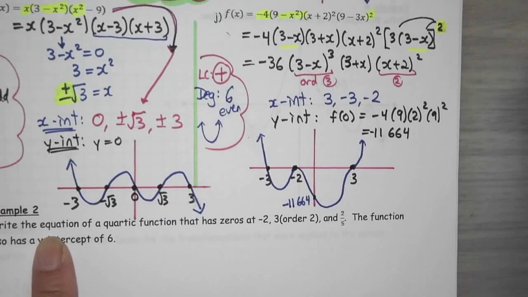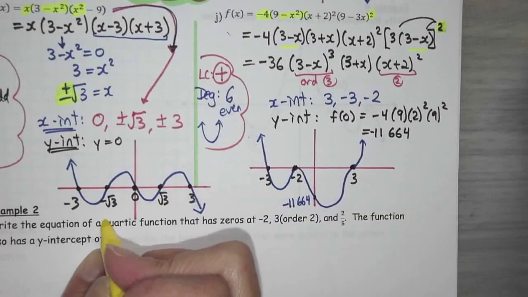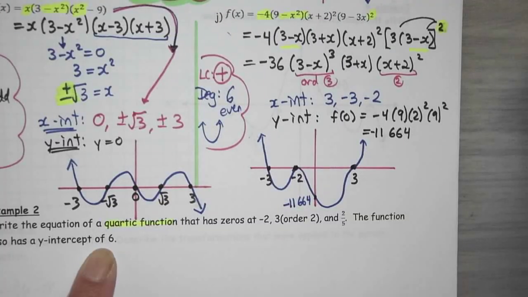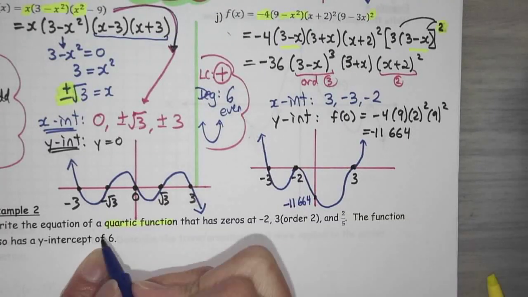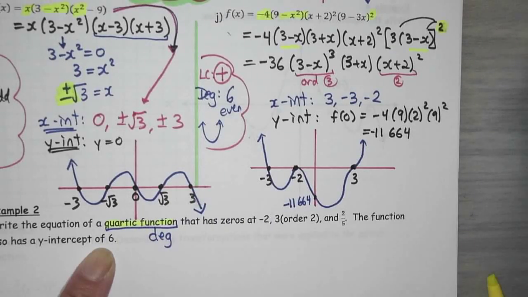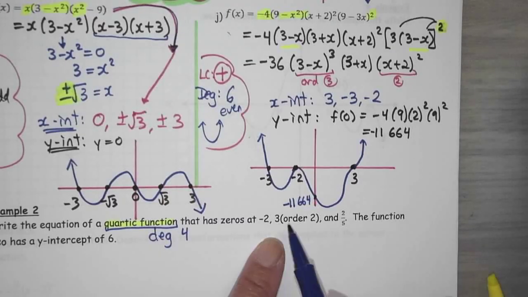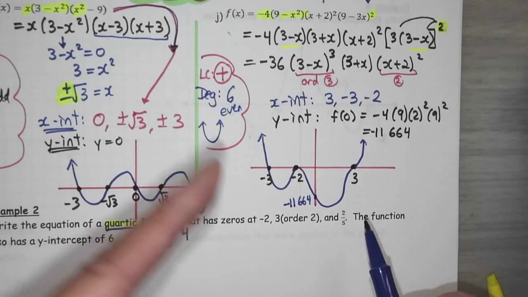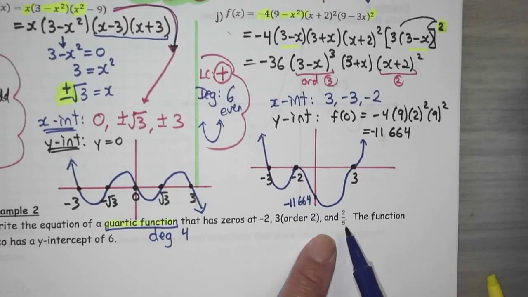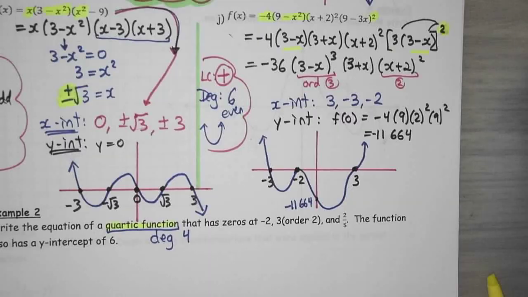So here, write the equation of a quartic. So highlight quartic, right? I need you to know that word. Quartic means degree. What's quartic? 4, yes. Degree 4 has zeros at negative 2, 3. 3 has an order of 2, so we know that'll be squared, and 2/5. The function has a y-intercept of 6. Okay, so we'll fix that through that.